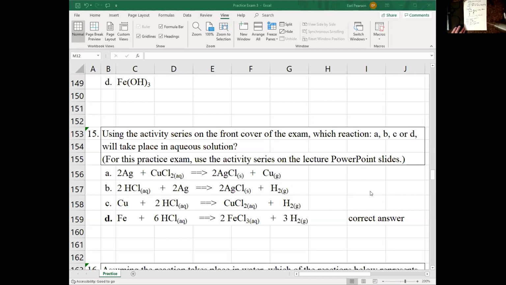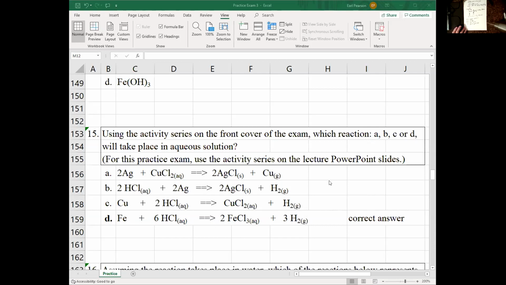But iron, hydrogen is here and iron is up there somewhere. Iron can push hydrogen out. So iron will react with hydrochloric acid to make iron 3 chloride and hydrogen gas. That one will occur. The reverse one would not.